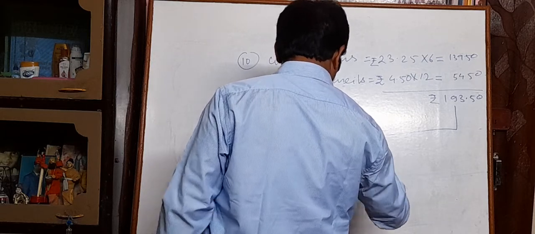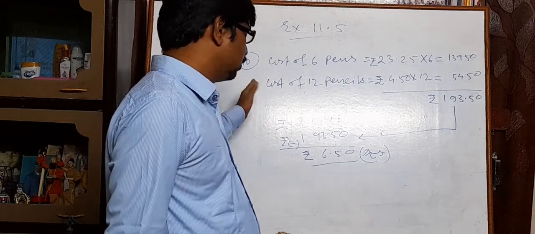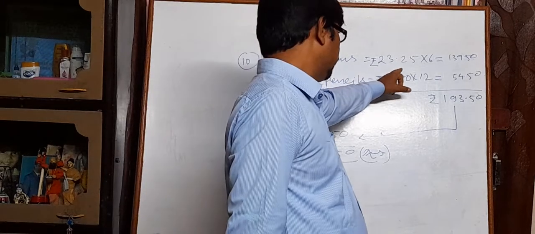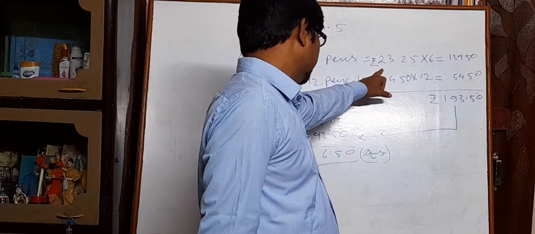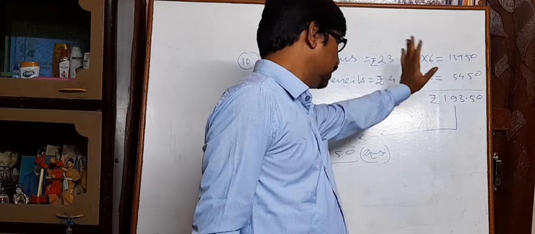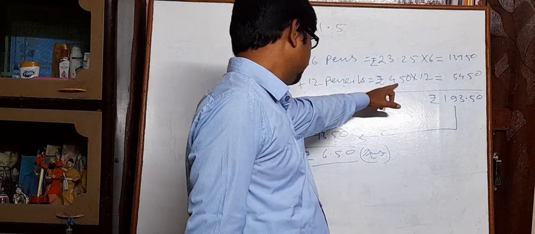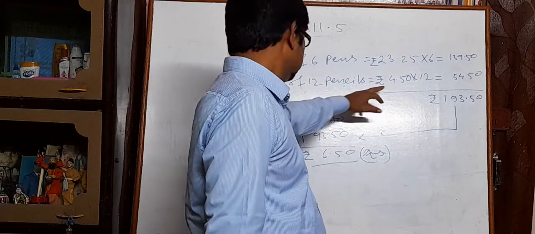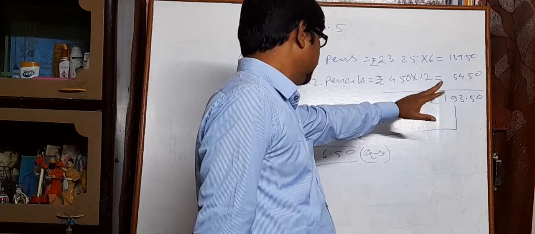You can write like this also, children. You can also use the unitary method. Cost of one pen is equal to 23.25. Therefore, cost of 6 pens is equal to rupees 23.25 into 6. Cost of one pencil is rupees 4.50. Cost of 12 pencils will be 4.50 into 12. Then this will be the answer.